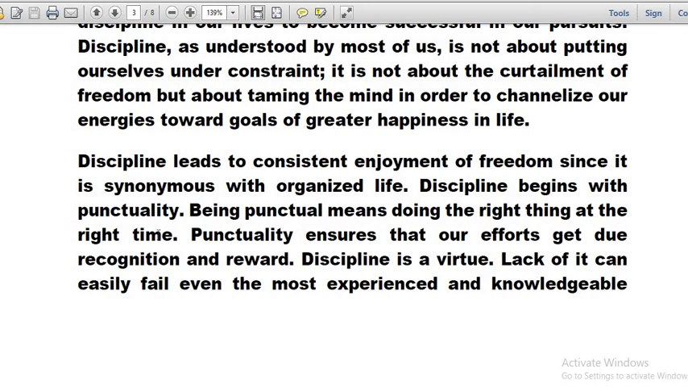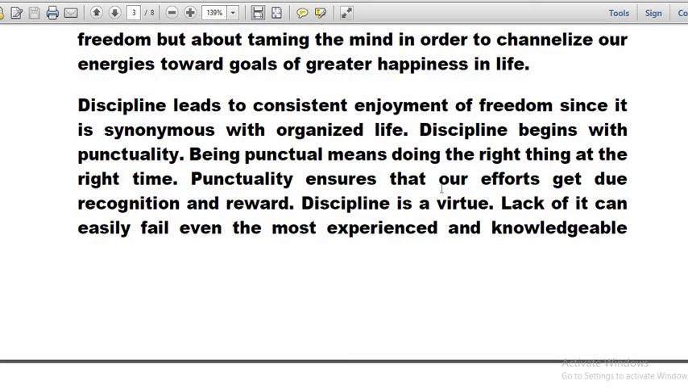Okay, discipline begins with punctuality. You have to be very, very punctual. If you have to be disciplined, then definitely you have to be very much punctual. Being punctual means doing the right thing at the right time. What does punctuality mean? Punctuality means doing the right thing at the right time. That means proper time management.